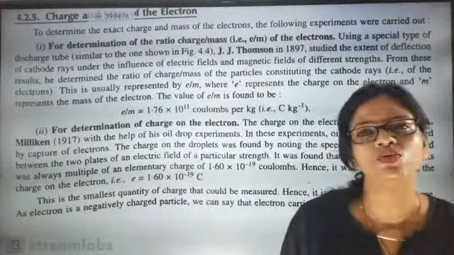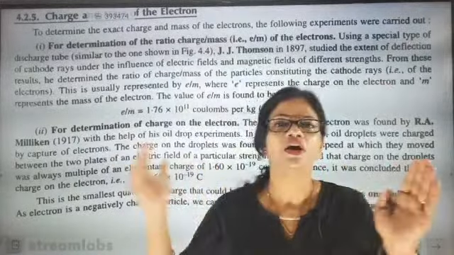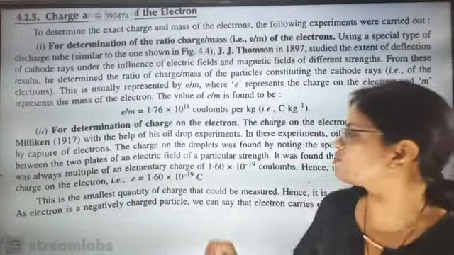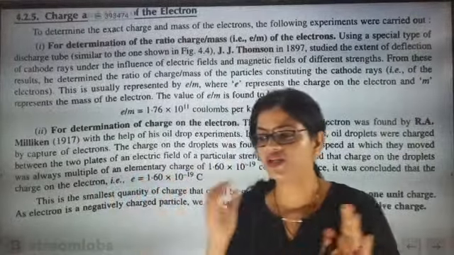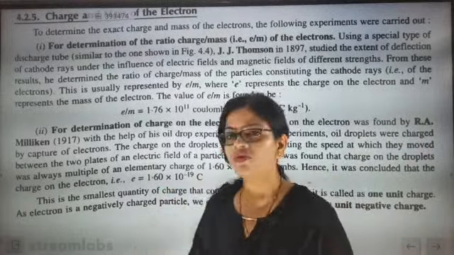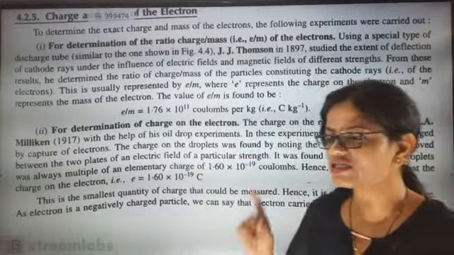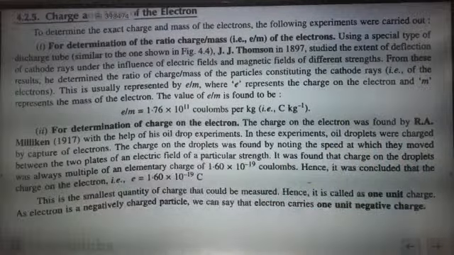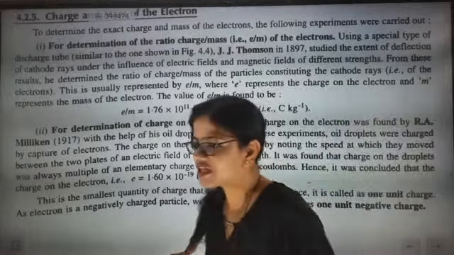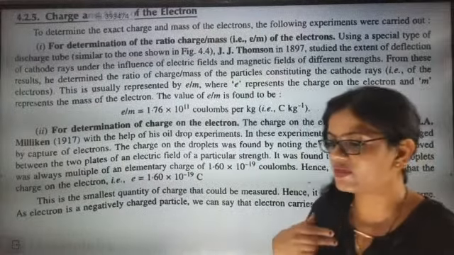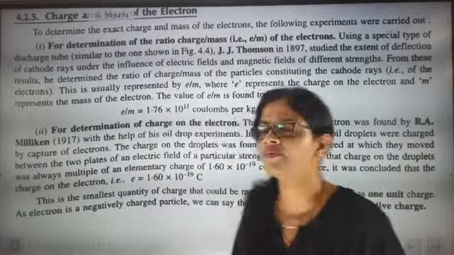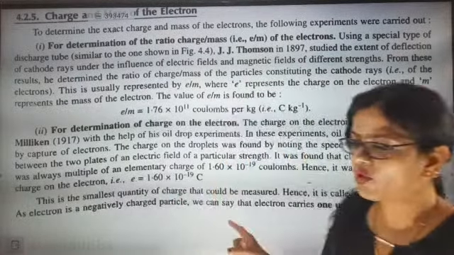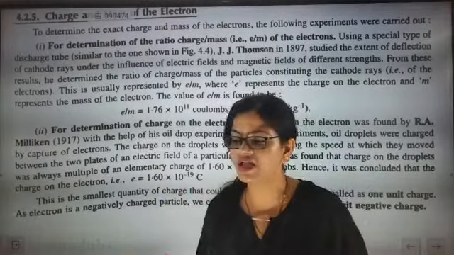But one thing they found: they measured the speed of the droplets, and with the help of that speed they noted the charge of the electron was exactly 1.6 × 10^-19 coulomb. The speed at which the droplets move between the plates was noted, but every time they saw one common thing, that the electric charge came as 1.6 × 10^-19 coulomb.